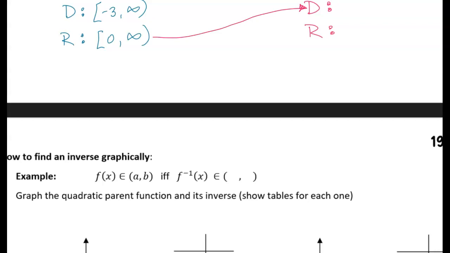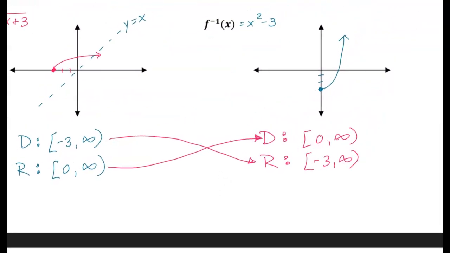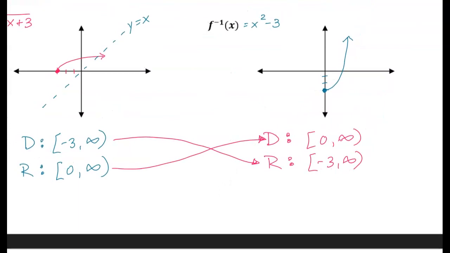Yes, it's the range of the original. So 0 to infinity, including 0. And what's the range? Negative 3 to infinity, including negative 3. Which is exactly what we have graphed here.